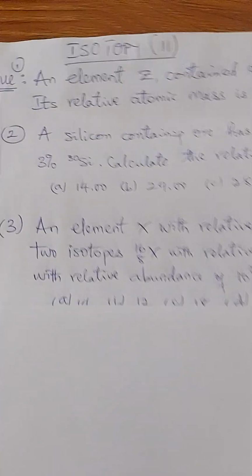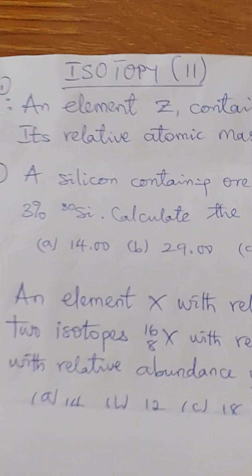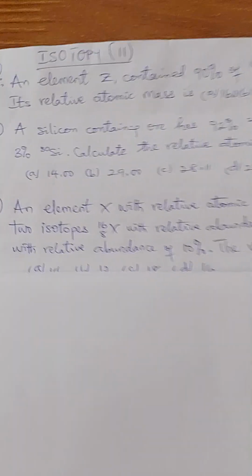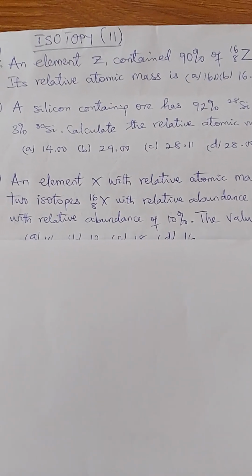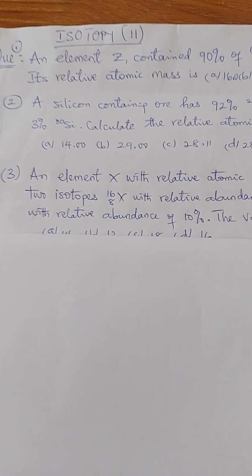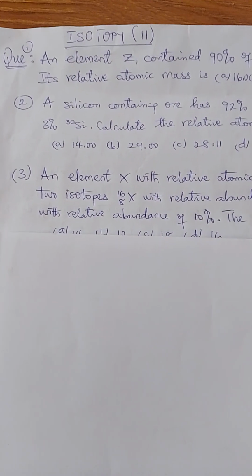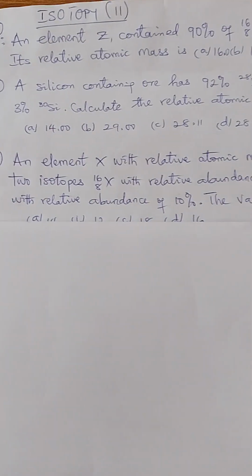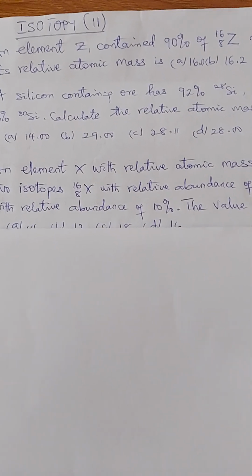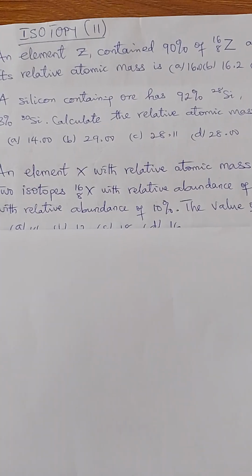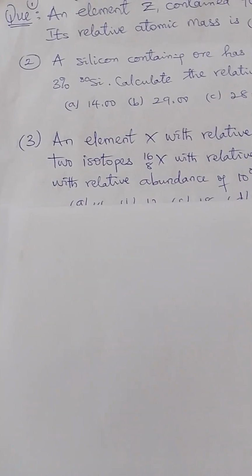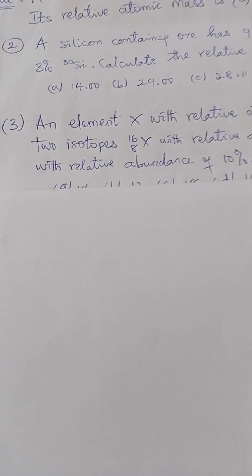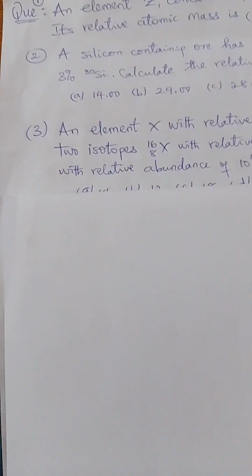Okay, so the first one says an element Z contains 90% of 16-8Z and 10% of 18-8Z. Its relative atomic mass is A 16.0, B 16.2, C 17.0, D 17.8. So let's see how that goes. This is the normal way whereby some of these questions do come, unlike the other one that was a little bit twisted, but this one is very simple.